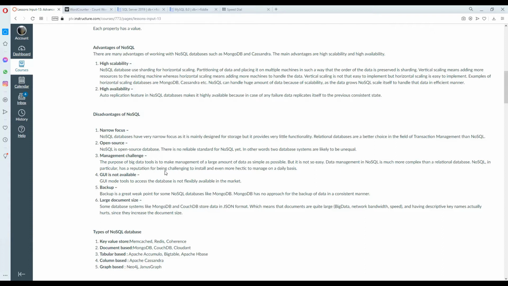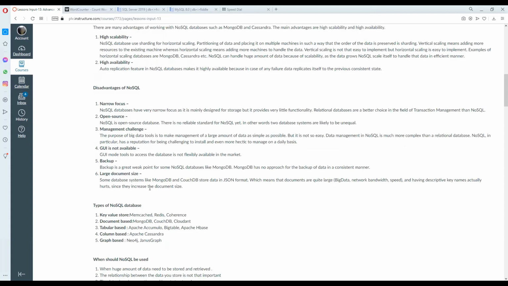Management challenge. The purpose of big data tools is to make management of large amounts of data as simple as possible. But it is not so easy. Data management in NoSQL is much more complex than in a relational database. NoSQL has a reputation for being challenging to install and even more hectic to manage on a daily basis.